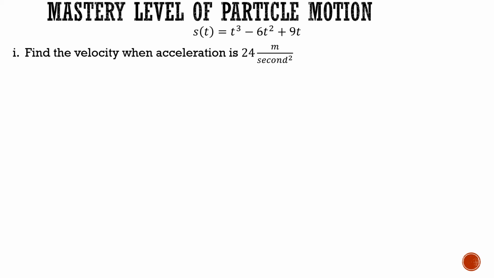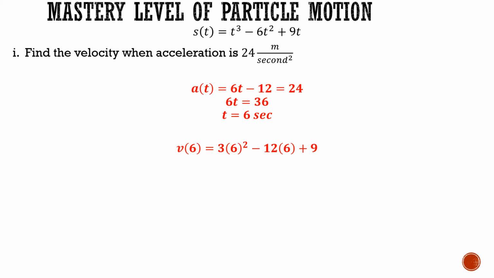All right, next question says, find the velocity when the acceleration is 24 meters per second. Well, I'm simply going to take my acceleration formula and set it equal to 24 to figure out what time I was at when the acceleration was 24 meters per second. So if I add 12 and divide by 6, I get that at t equals 6 seconds, my acceleration was 24 meters per second. So now if I want to find the velocity, I would just simply take that 6, plug it into my velocity formula. So I'd get 3 times 6 squared minus 12 times 6 plus 9, which simplifies out to 108 minus 72 plus 9, which is 45 meters per second.